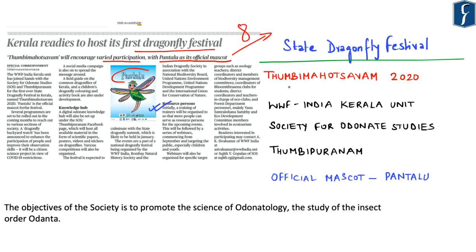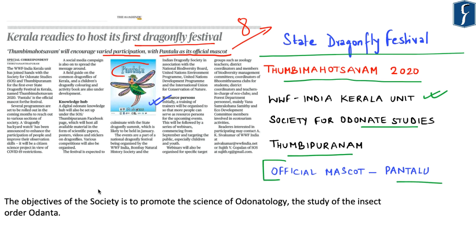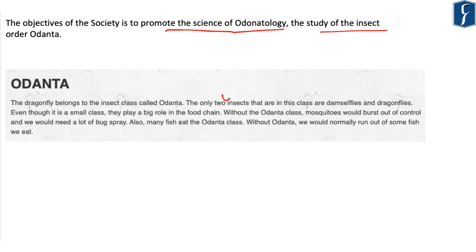Now to conduct the Thumbimahotsavam of 2020, WWF India Kerala Unit, Society for Odonate Studies and Thumbipurunam have joined hands to conduct this Thumbimahotsavam of 2020. And as already mentioned, the official mascot has been selected as Pantalu. Now the objective of the Society for Odonate Studies is to promote the science of odonatology, which is the study of the insect order Odonata. Now there are two insects in the Odonata class, namely dragonflies as well as damselflies.